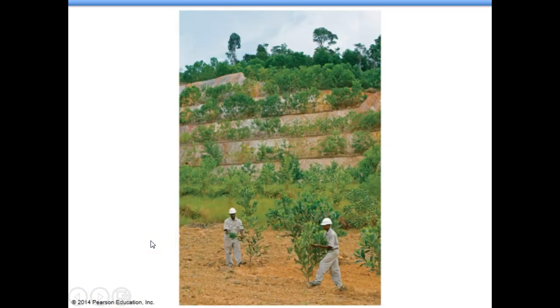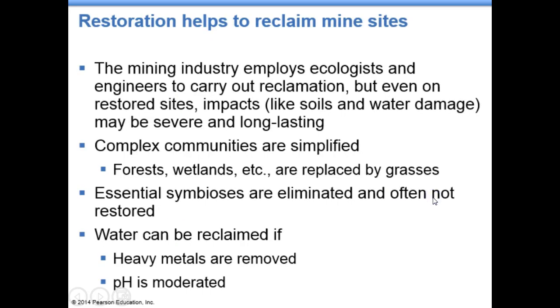So here they are replacing plants in an area where you can see the terrace that was created from mining. The company has made great strides in reclamation. It employs really hard-working ecologists and engineers to conduct these efforts so that the best possible methods are being used to restore the land.